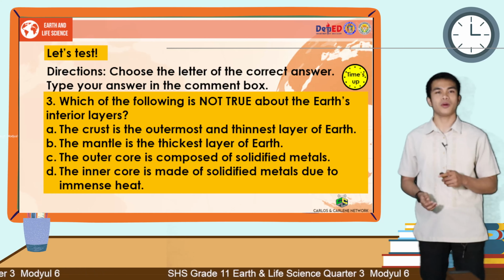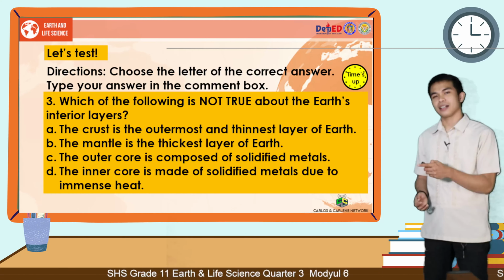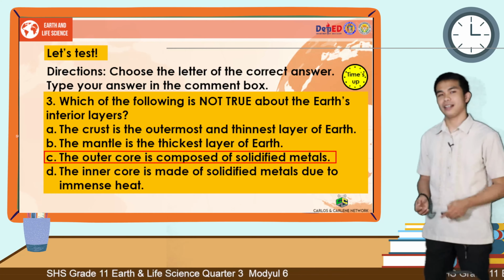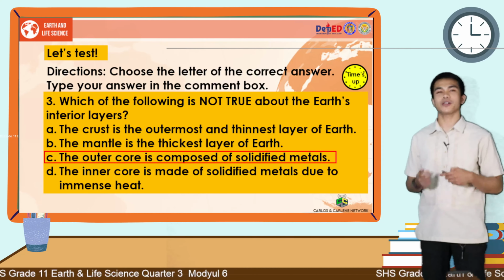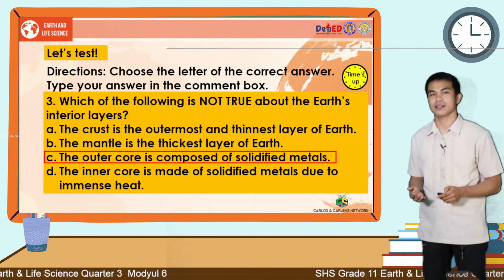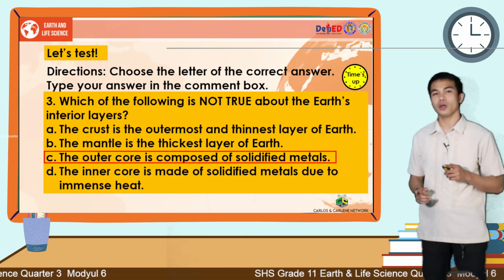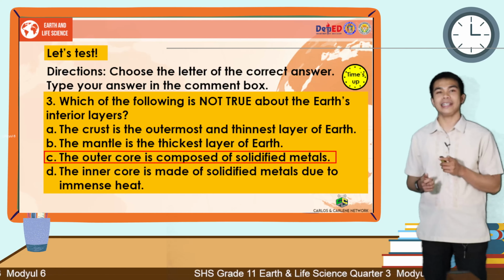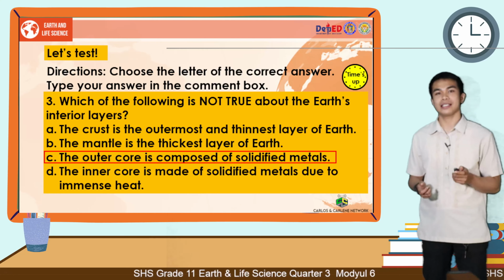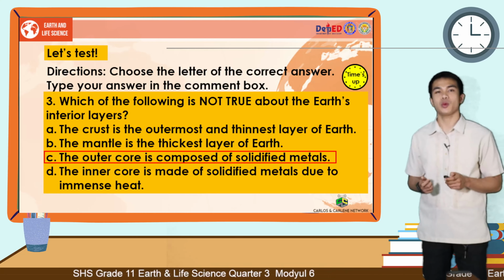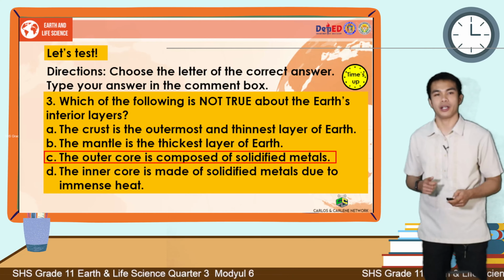Okay, what's your answer? The correct answer is letter C, the outer core is composed of solidified metals. As we have all learned, the outer core is not solid. Rather, it is liquid. It is liquefied due to immense heat, due to high temperatures in the outer core.